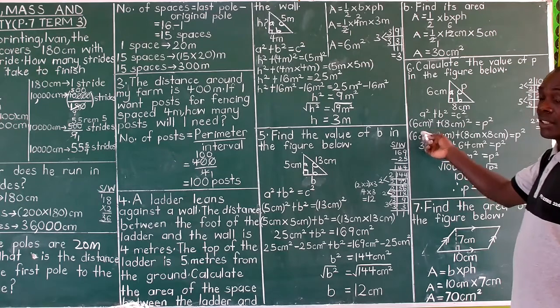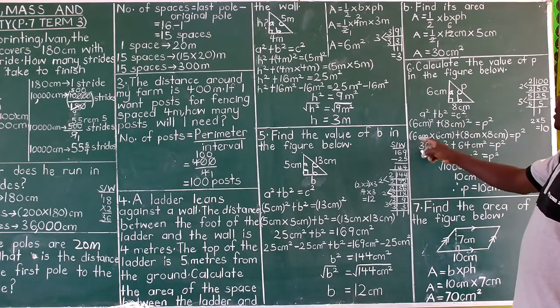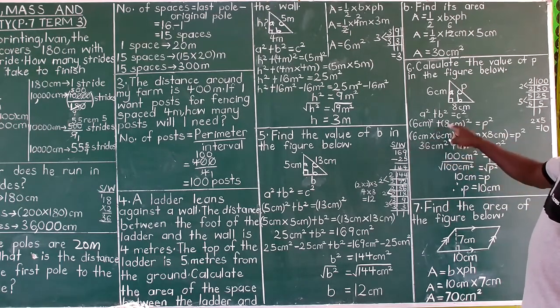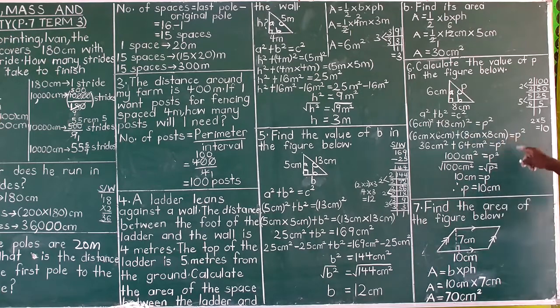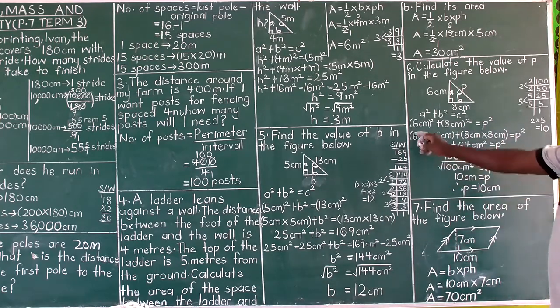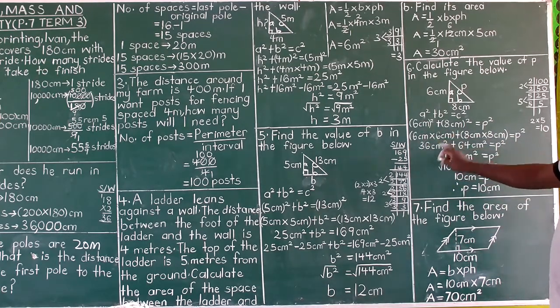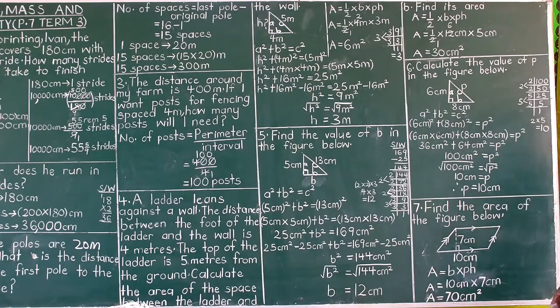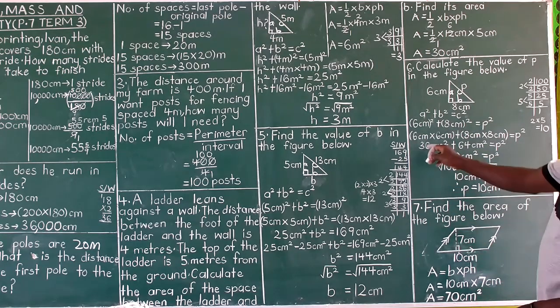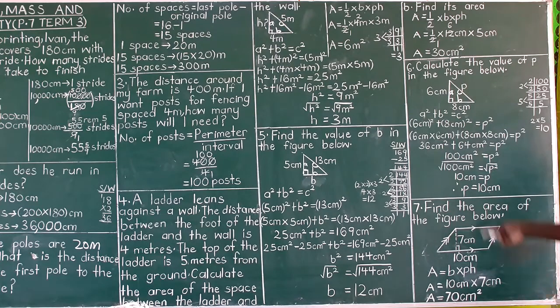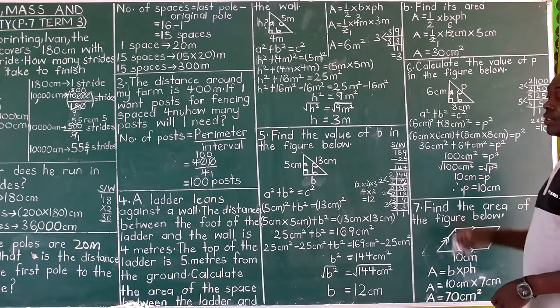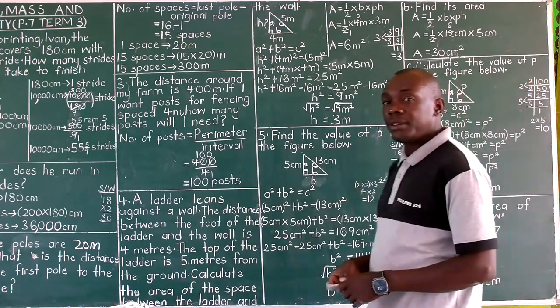So expand these squares. 6 centimeters times 6 centimeters plus 8 centimeters times 8 centimeters equals P squared. Where 6 times 6 is 36, centimeter times centimeter is centimeter squared, thereby attaining 36 centimeters squared there. 8 times 8 is 64, centimeter times centimeter, you get 64 centimeters squared, which is equal to P squared. So now we are going to add 36 and 64. Add it there and tell me what have we got?